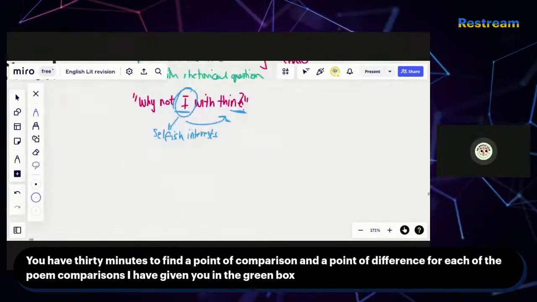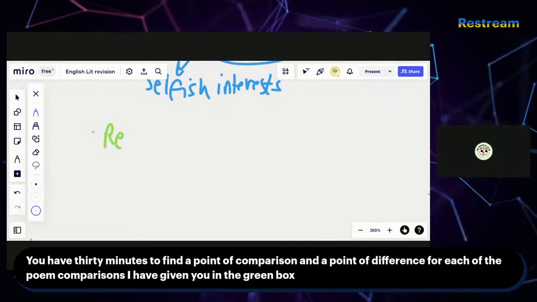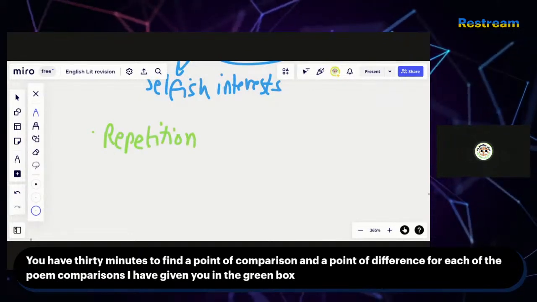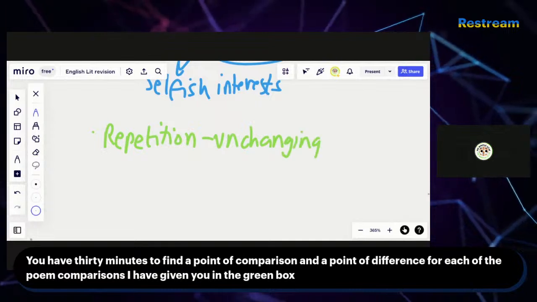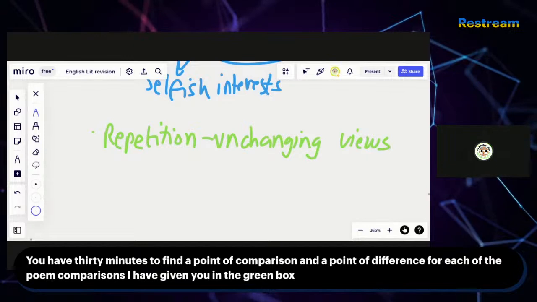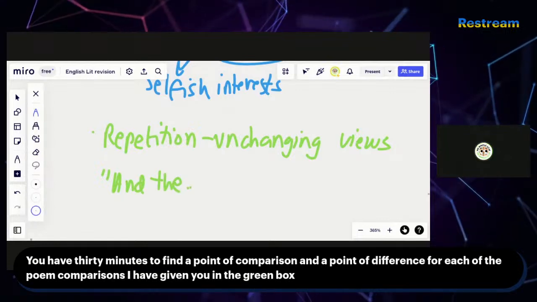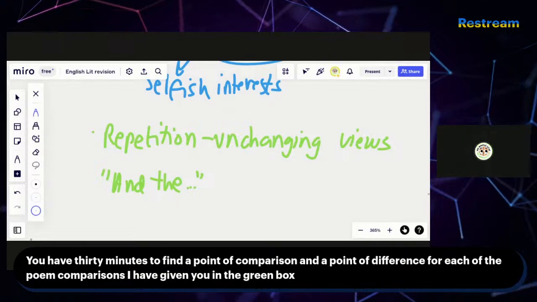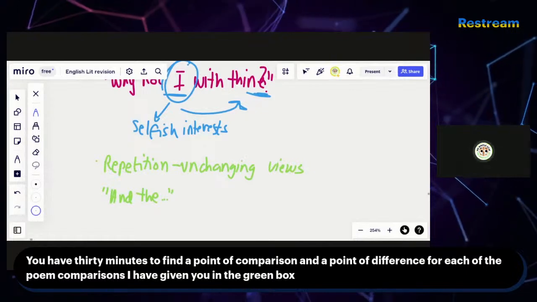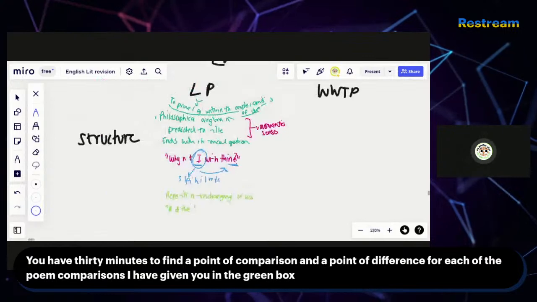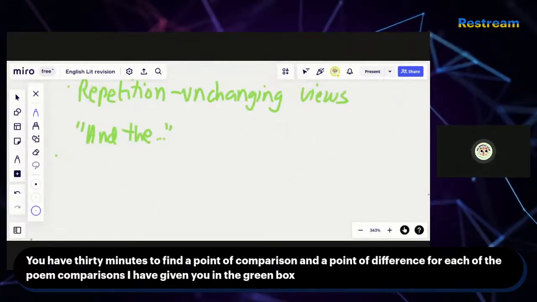Furthermore, there's a lot of repetition used in Love's Philosophy. And the repetition is used to assert his unchanging views. We see anaphora of "and" and "the." Now, this suggests that he's unchanging and he is obtuse and unwilling to mold his views upon anything. I feel like within this poem we learn more reasons why he is not an eligible bachelor.